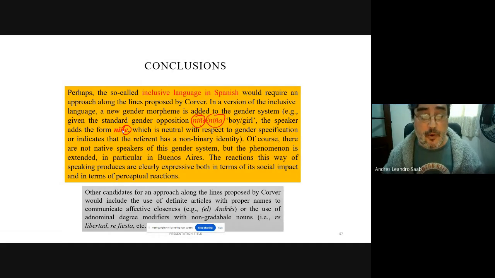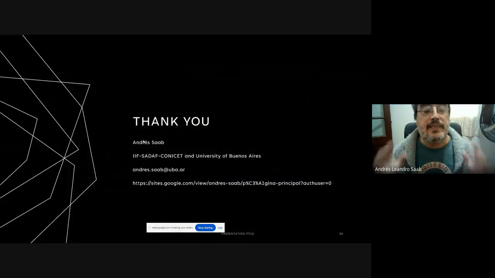Or, for instance, you have also the use of degree modifiers with non-gradable nouns like re libertad, re freedom, or re fiesta, re party, which are expressive constructions, which seem to violate the selection restriction for gradable or degree modifiers. So thank you very much. That's all.